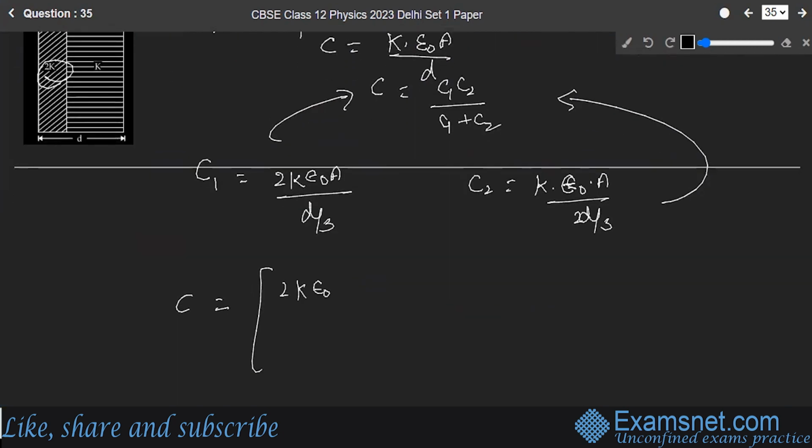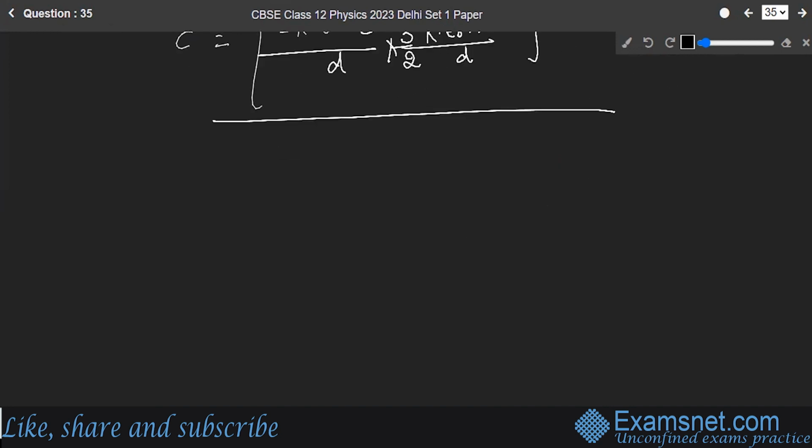So this is 2K E naught into A into 3 upon D, multiplied by 3 by 2 K E naught A upon D, whole thing divided by C1 plus C2. So this will be K E naught A. I'm taking this as common D. Here will be 6 and here will be 3 by 2.